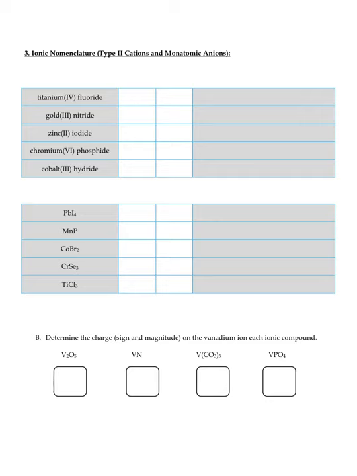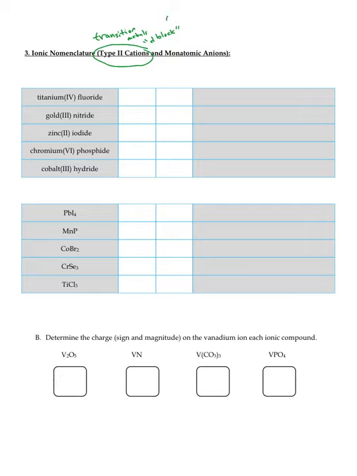So let's look at page 3 of our ionic nomenclature packet. And this is where we're going to get into, I think, one of the toughest aspects, which is dealing with type 2 cations. So these are our transition metals, and they are in the D block, right, in the middle of the periodic table.